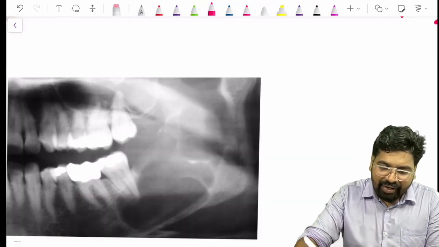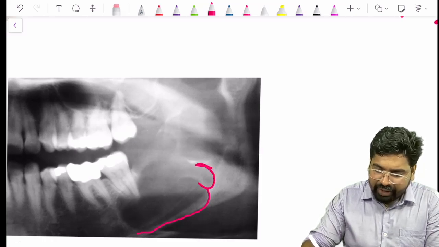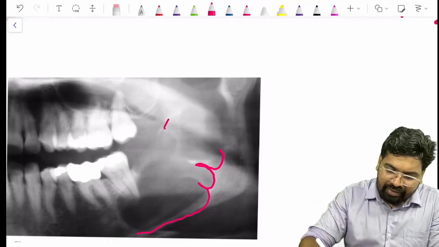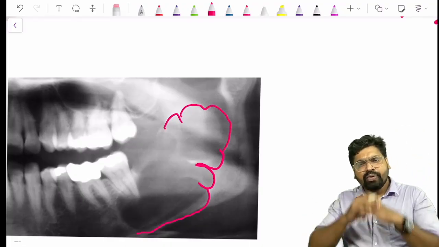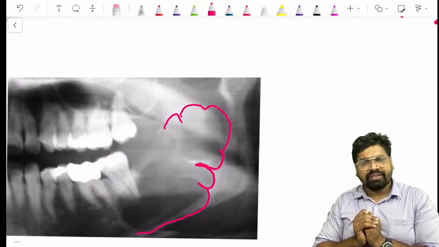In this radiograph, you can see that there is scalloping. See how it is scalloping. The margins are not that smooth. Here also you can see it is scalloping. That radiolucent lesion has scalloping margins. Okay, radiolucency with scalloping margins.